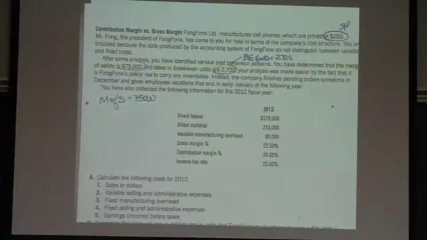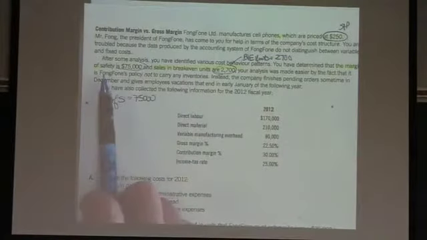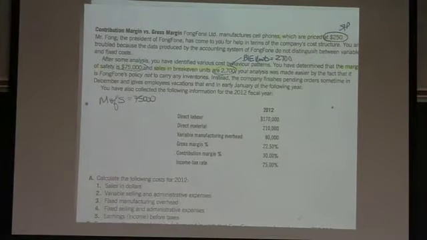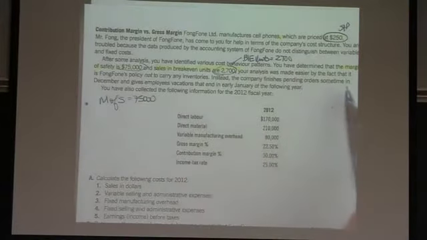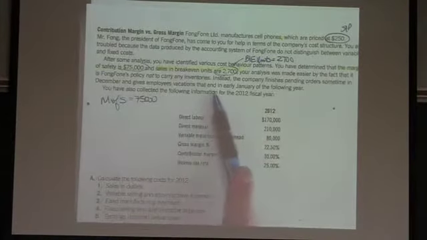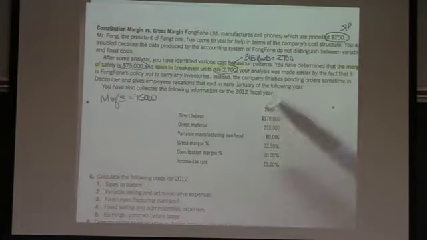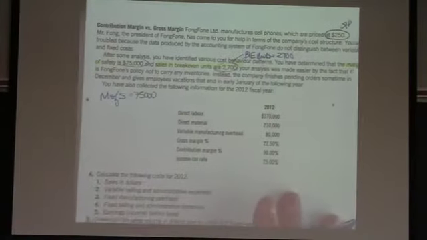Now, the great part about this question is that Fong does not carry inventory, as one of their policies. So you don't have to deal with beginning and ending inventory, and if you did, it would obviously complicate the entire scenario. Instead, the company finishes pending orders sometime in the summer and gives employees vacation from the end of December to early January of the following year. You have also collected the following information for 2012.